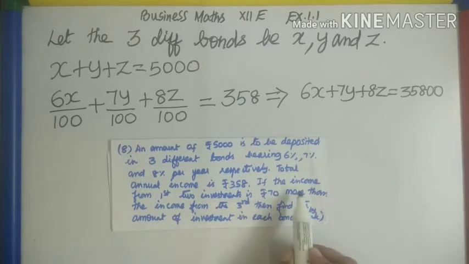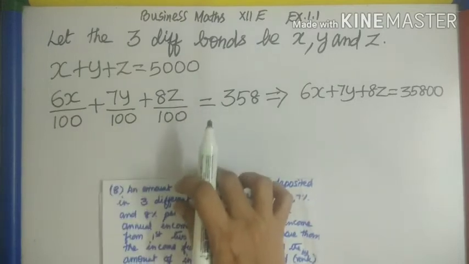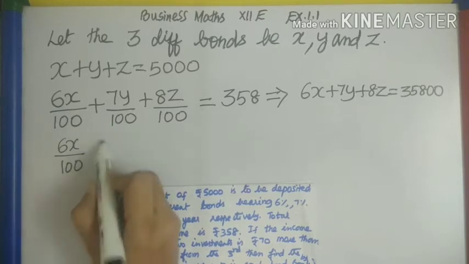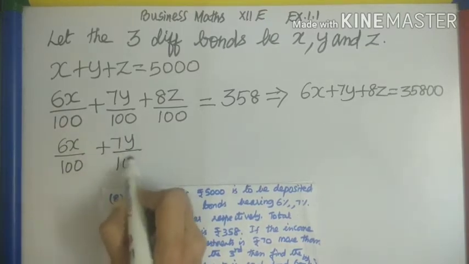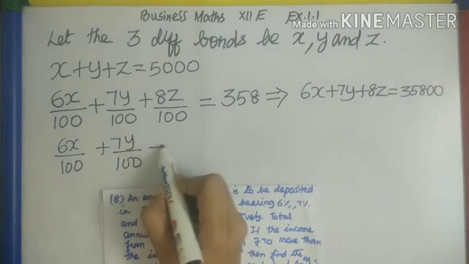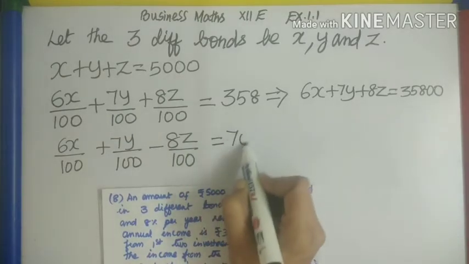Now what does the next statement say? If the income from first 2 investments is rupees 17 more than the income from the third. So first 2 let me add. The total of that is 70 more than the third one. That means total of first 2, this is first 2, 6x by 100 plus 7y by 100. This is 70 more than the third one. Means subtract the third one from this and my answer will be 17.